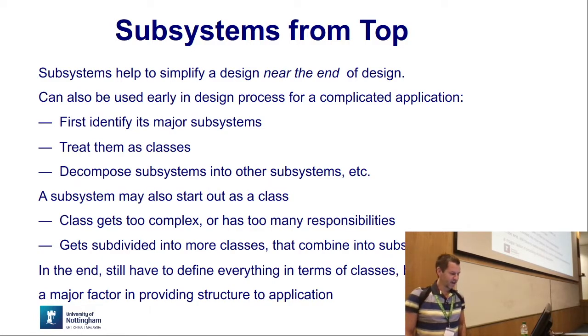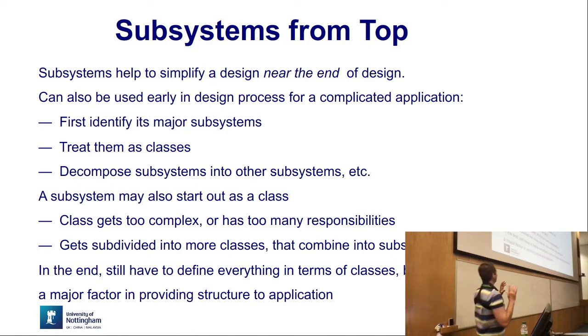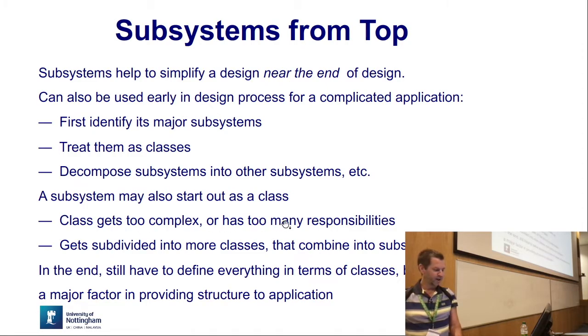So, I'm looking at a slide here. It doesn't look very interesting, this slide, does it? If a class gets too complex or has too many responsibilities, it gets subdivided into more classes that combine into a subsystem. Usually what happens in the real world, a class gets too complex and they don't go to the next step. The developers do not go to that next step because they never took this module. And what happens? It turns into legacy code. Code that can never be touched again.